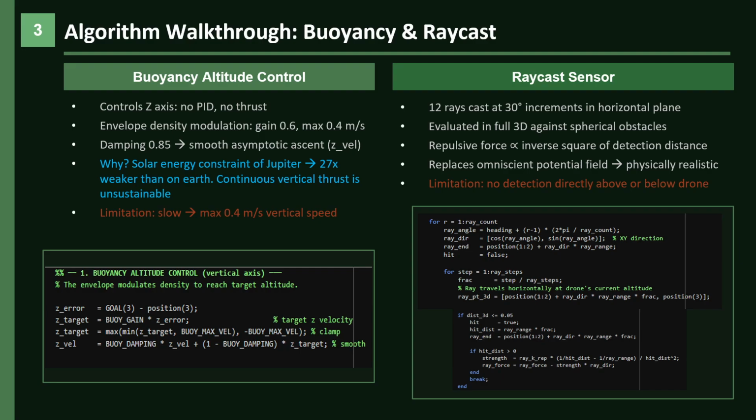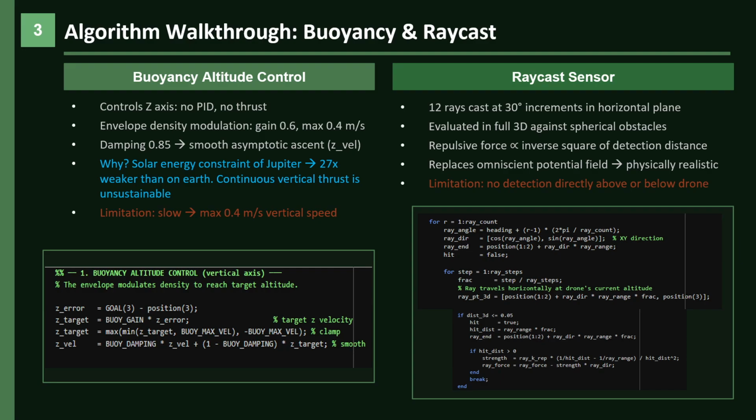Looking at my algorithms, firstly the buoyancy altitude control. As I said, it only takes place on the Z-axis, which means there's no PID and no thrust. I have a damping coefficient of 0.85, which is visible in the code here as the Z velocity, and this is used to smooth the ascent or descent of the drone.